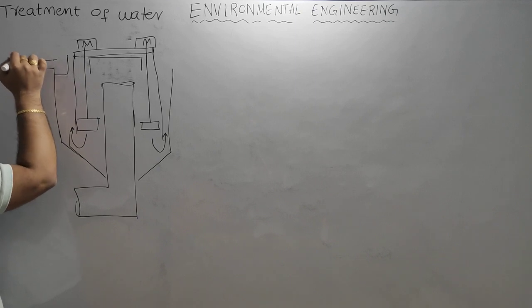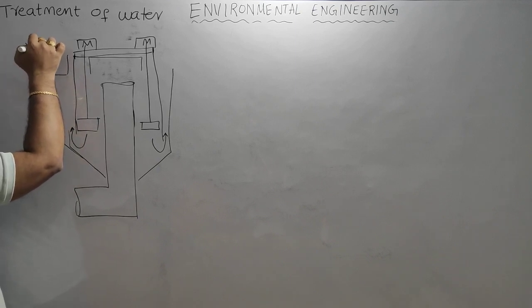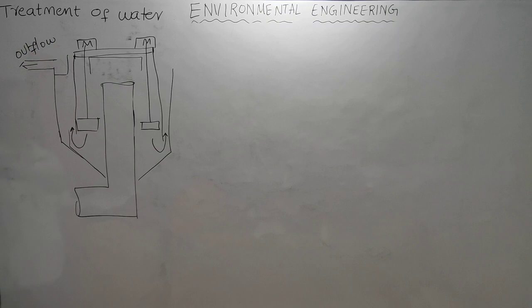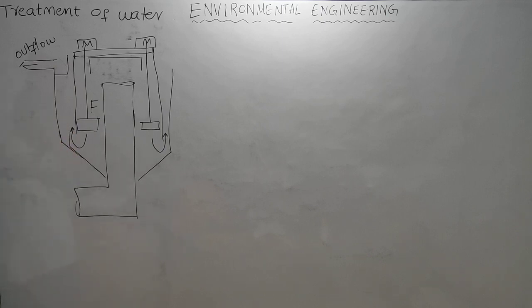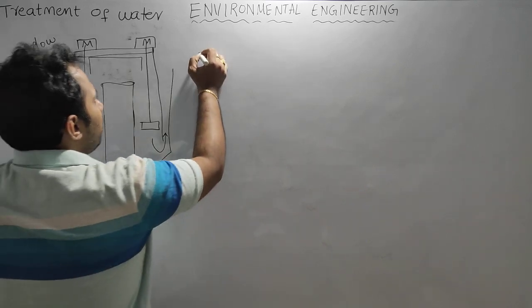So this is outflow. The diagrams and all are not needed. I am just saying that this is a schematic diagram of the sedimentation tank only. And here the design parameters are important. All the design parameters are the same; only two things will vary here, the design parameters.